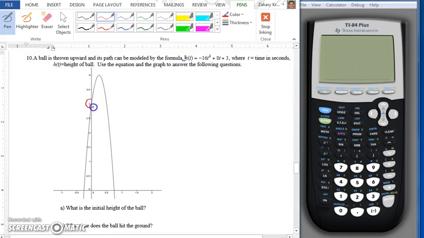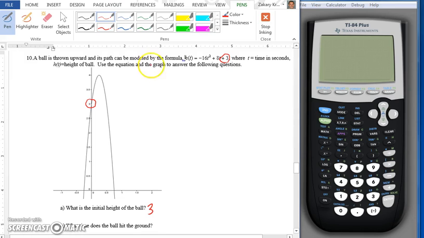So if we look here, when the time equals 0, our graph's crossing our y-axis, our y-intercept here is at 3. The second way, if we remember, whenever we're looking for initial height, that c there is going to be the y-intercept. So that also gives us 3.